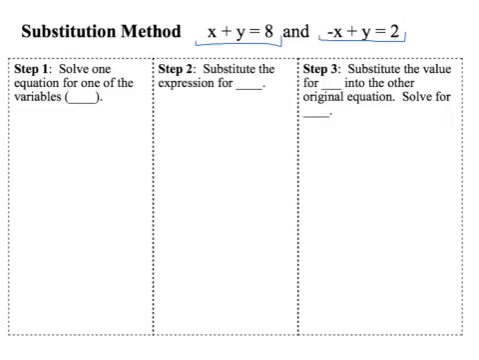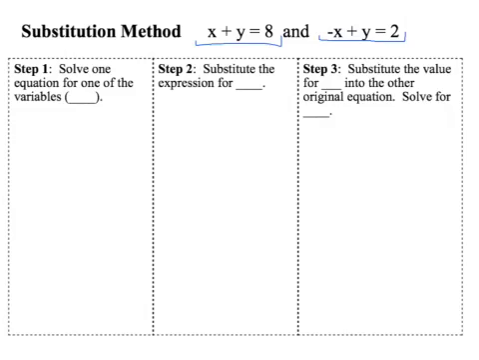Step 1, solve one of the equations for one of the variables. When you decide which variable you want to solve for, you typically want to pick a variable with a coefficient of 1. That way you don't have to divide. But any variable would work.